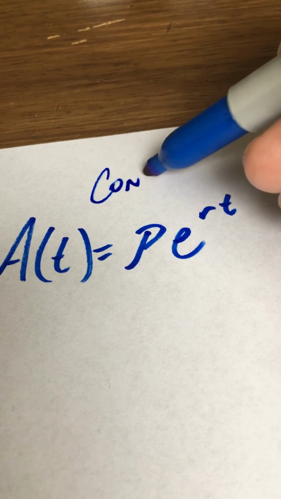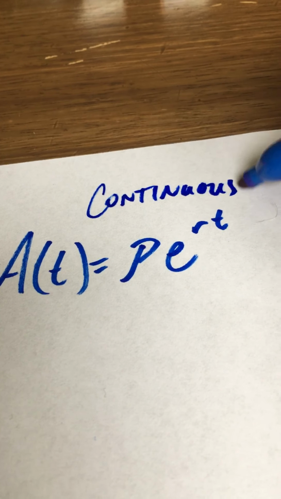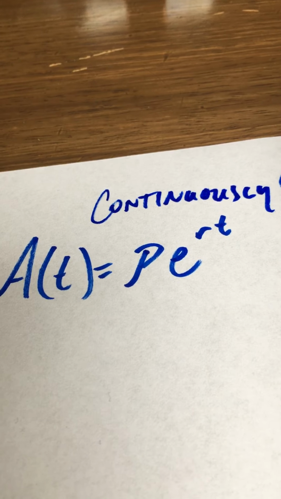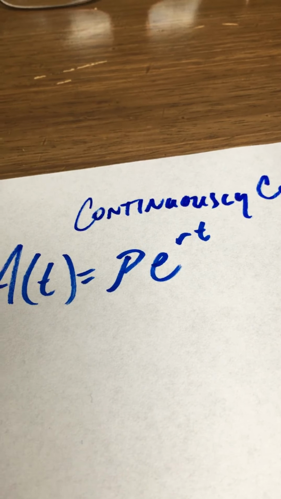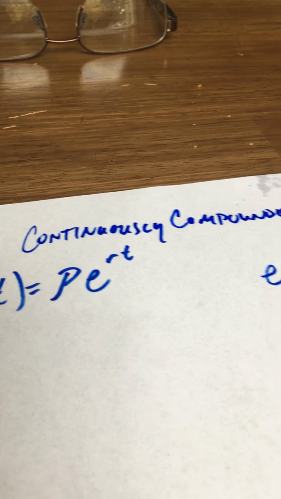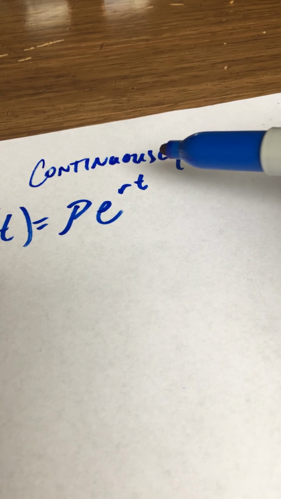E is a number. The only time you use this is when they use the expression continuously compounded. If they ask you to compound it quarterly, monthly, annually, anything else, then you're going to use that formula we saw in the last example. But if it's continuously compounded, you're going to use the P e to the RT, or as math nerds call it, PERT.